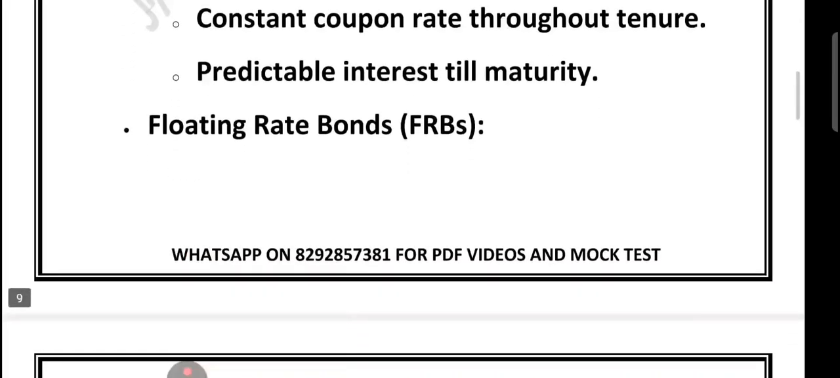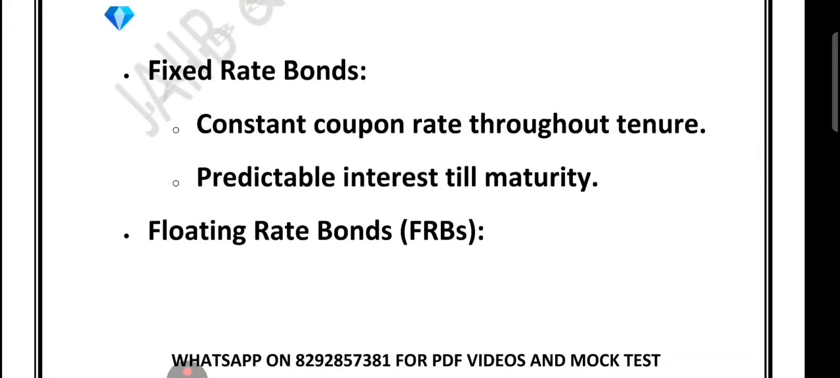So starting with the fixed rate bond, let's talk about it. The fixed rate bond have a constant interest rate, right? That is also called the coupon rate, and this coupon rate remain the same throughout the bond life. This means investor know exactly how much interest they will earn, making it a predictable and a stable investment. That's called fixed rate bond.